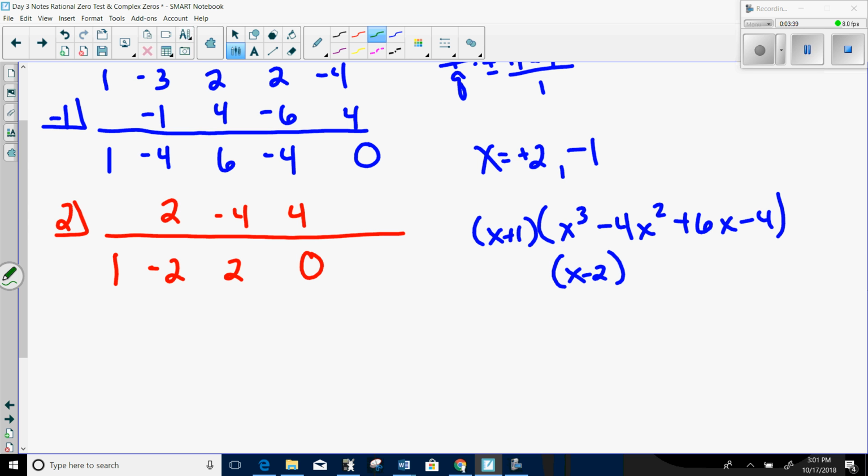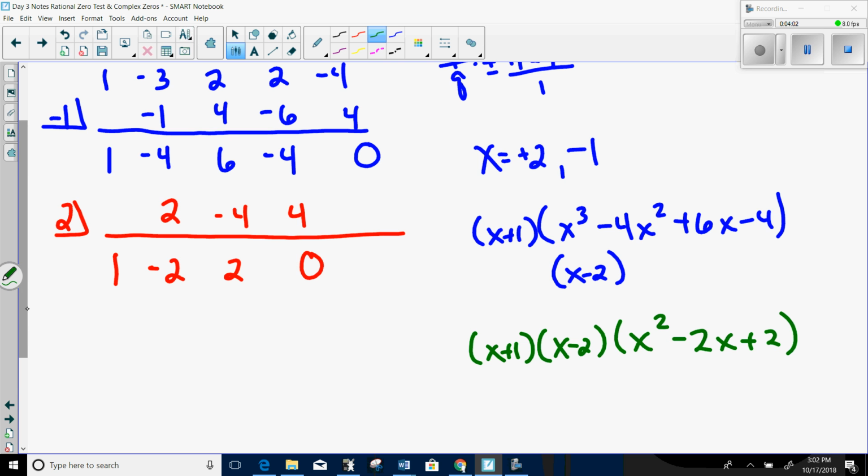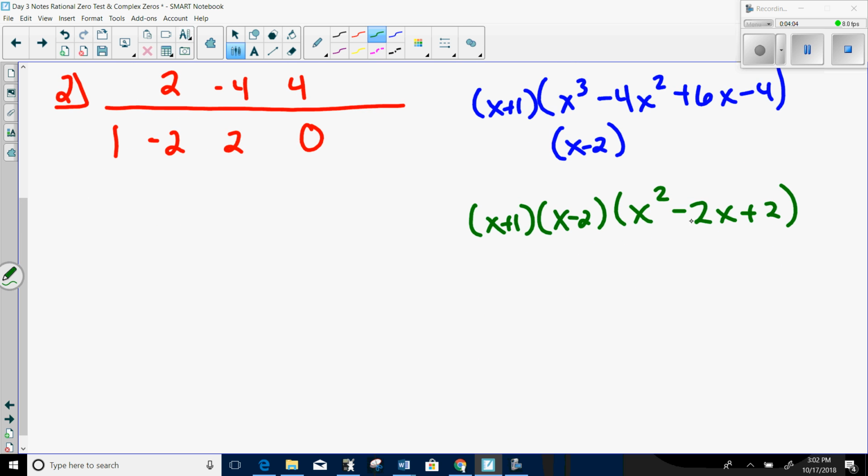Now what that means is that x plus 1 times x minus 2 times x squared minus 2x plus 2 are factors. We have this x squared minus 2x plus 2. We could try to factor this, the factors of 2 that add up to -2. Unfortunately, we can't make that work. So we use the quadratic formula to figure out the other zeros.